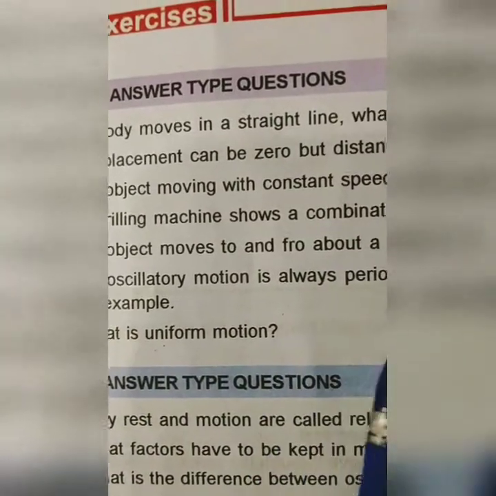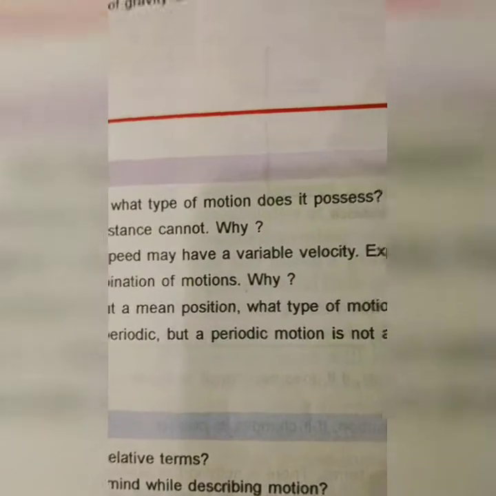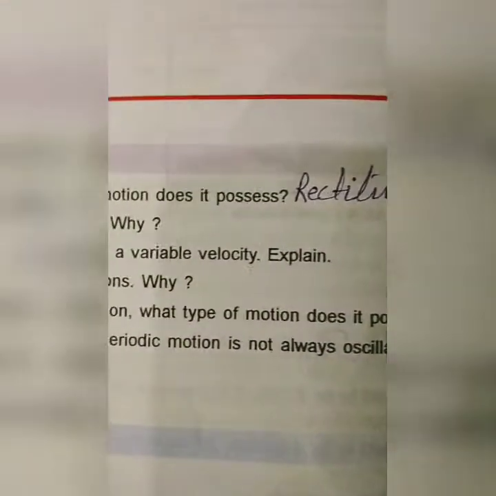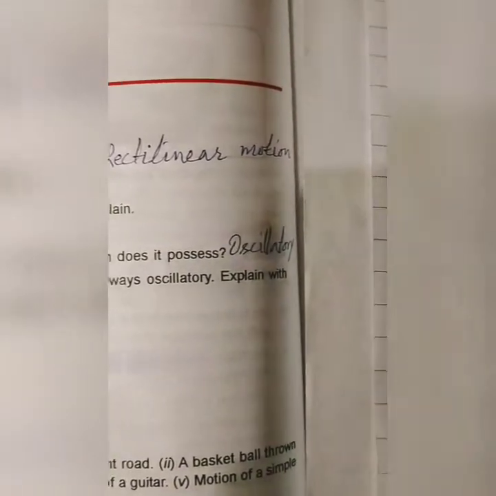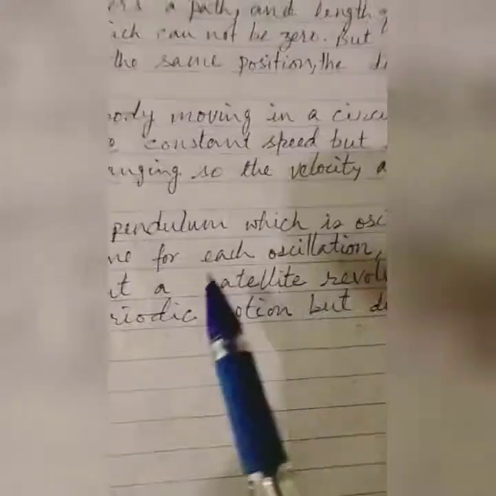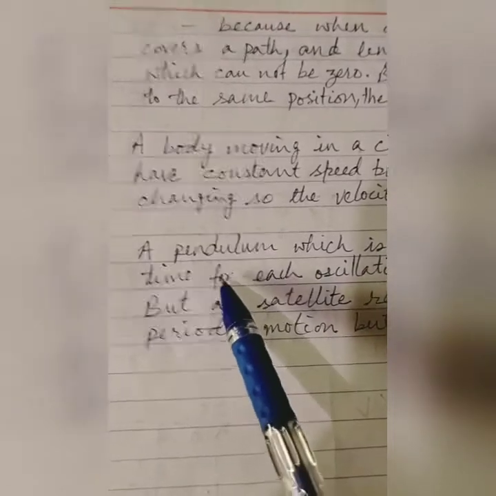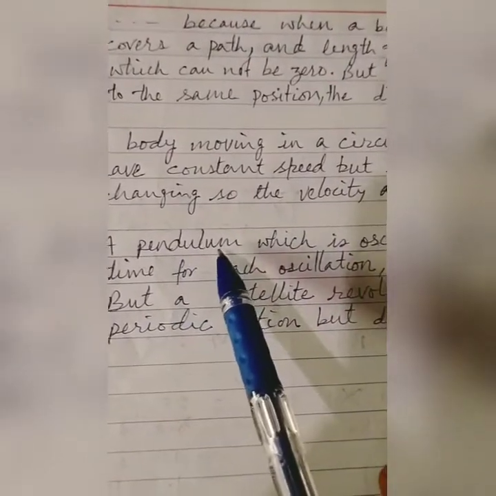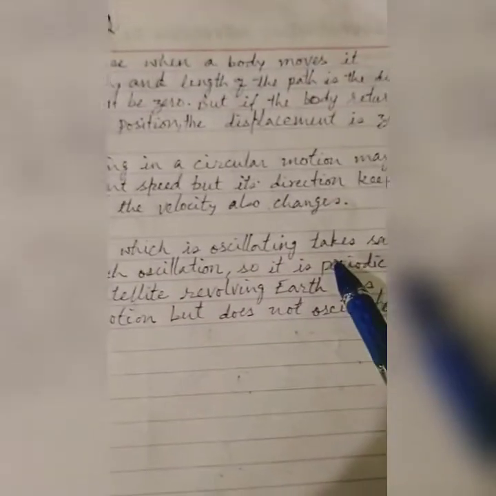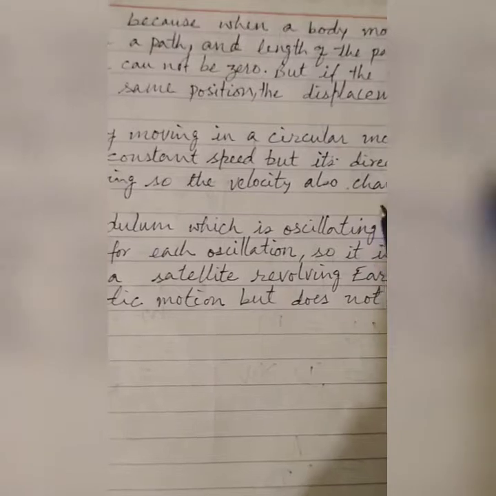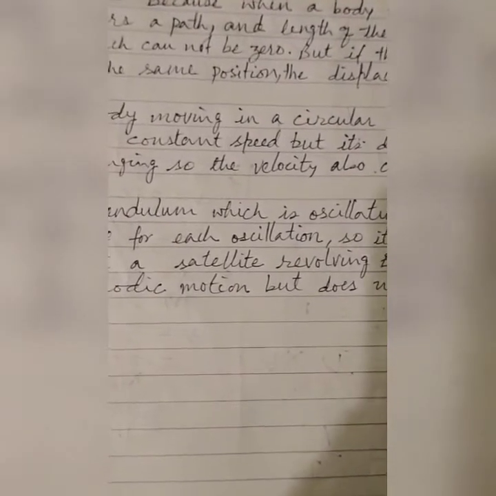Then: an oscillatory motion is always periodic, but a periodic motion is not always oscillatory. You have to explain this with an example. I have written an example for you. Take the example of a pendulum. A pendulum has an oscillatory motion and it takes the same time for each oscillation, so it is periodic also.